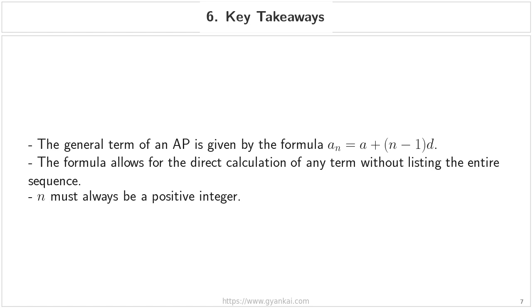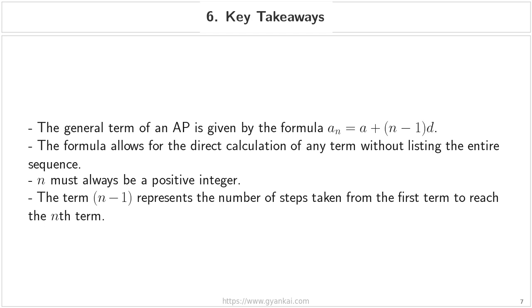Next, a very important rule to keep in mind for your calculations: n must always be a positive integer. As we noted earlier, you can have a first term or a 10th term, but you can never have a fractional position like a 2.5 term. Finally, let's reflect on the logic behind the formula one last time. That part of the expression, n-1, represents the actual number of steps or jumps taken from the first term to reach the nth term. It's the number of times we actually apply the common difference.